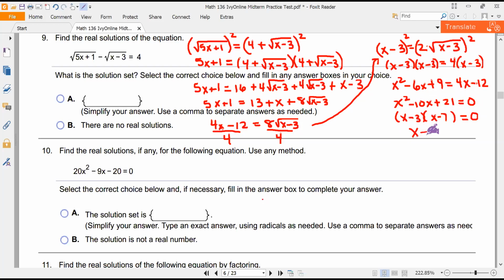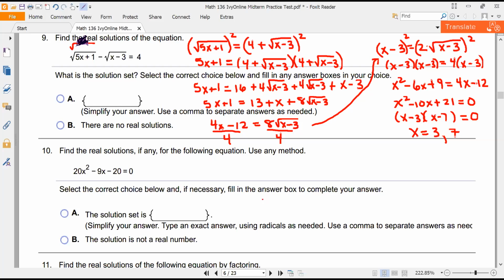Set both of those equal to 0. We have two possibilities. The first factor would be 0 if we put in a 3. The second factor would be 0 if we put in a 7. So those are the two possibilities for our solutions. They're not guaranteed. You need to plug them back into the original and show that they are actually equal. So I'm going to do it right here.